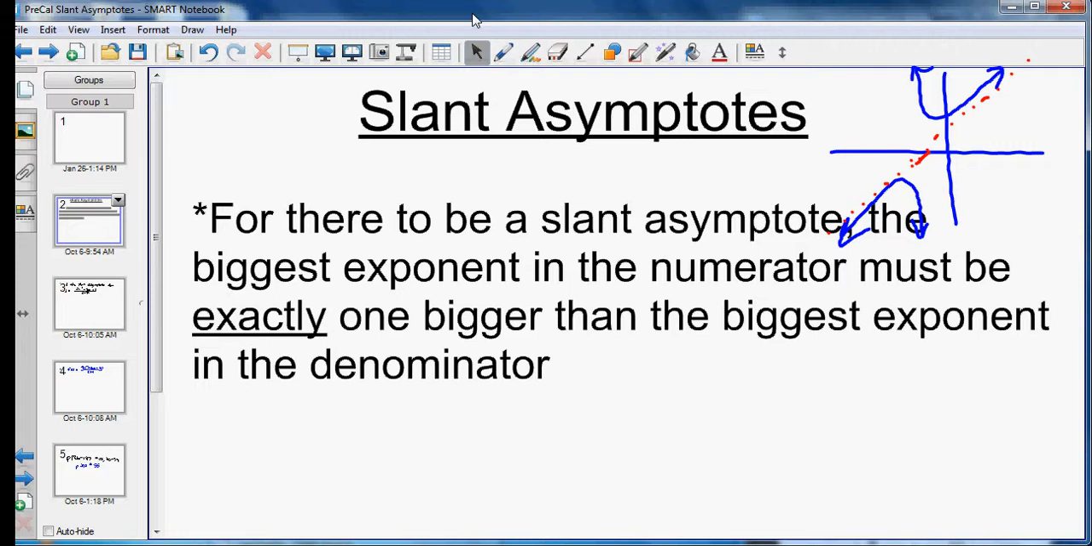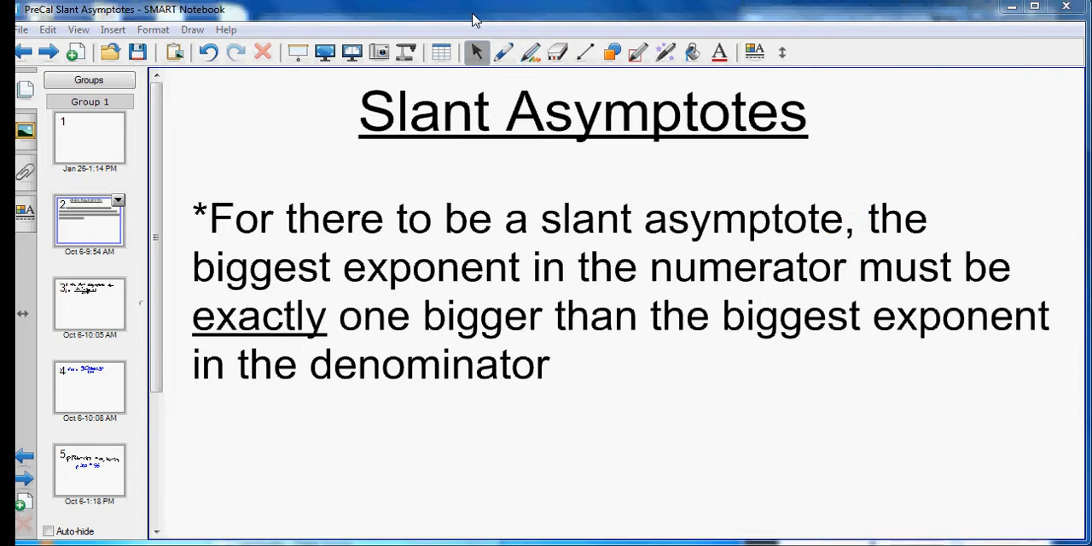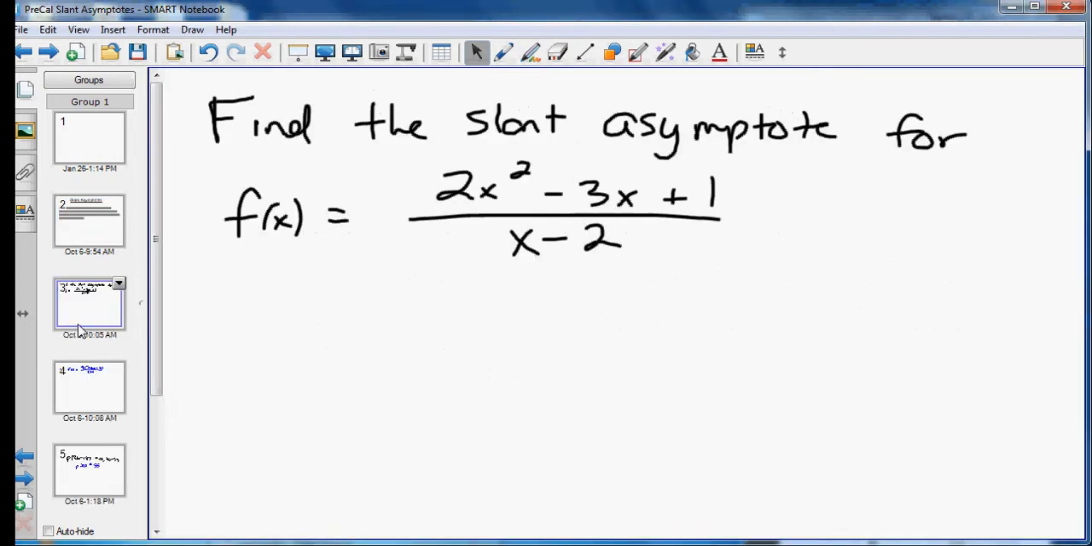So let's check out an example. We need to know how to find them. So find the slant asymptote for 2x squared minus 3x plus 1, all divided by x minus 2.